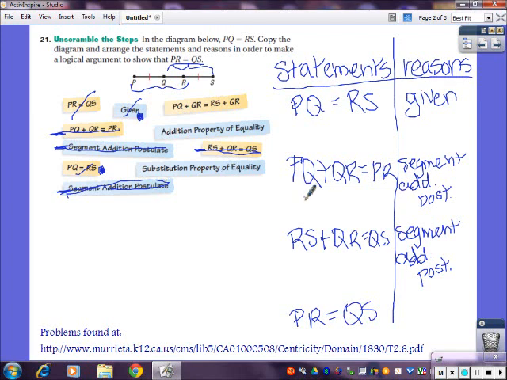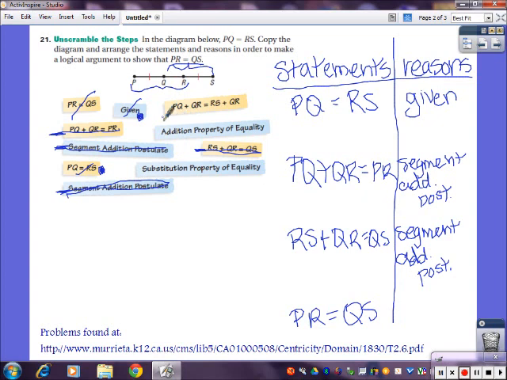Now let's see. Let's look at what this is saying. PQ plus QR equals PR. Well, that makes sense. If I add the length of PQ to the length of QR, it's going to equal the length of PR. So I'm thinking that's probably the segment addition postulate because it makes sense. I'm adding those two segments together to equal the whole thing. So I feel pretty confident about that. I'm going to move on.